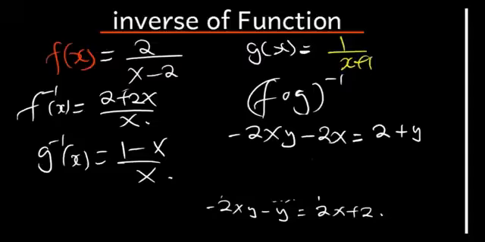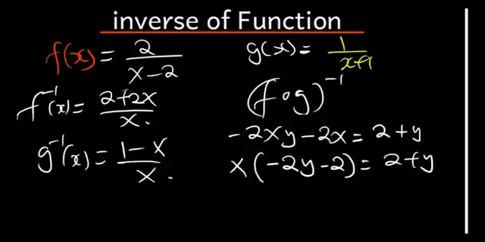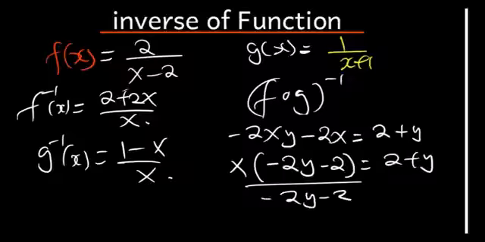My goal is to make x the subject of the formula. That is going to be my inverse now. So I need to factor out x, so I'm going to have x open brackets, remaining with negative 2y minus 2, equal to 2 minus y. I'll divide both sides by negative 2y minus 2, even here by negative 2y minus 2. So these will cancel.